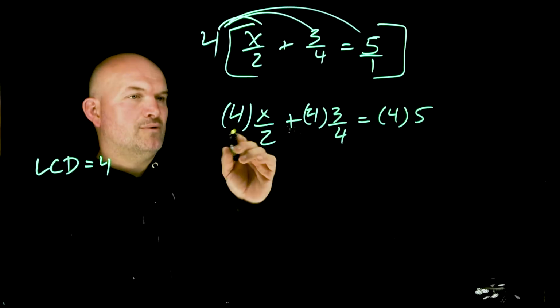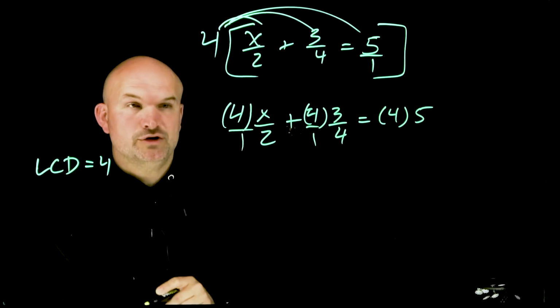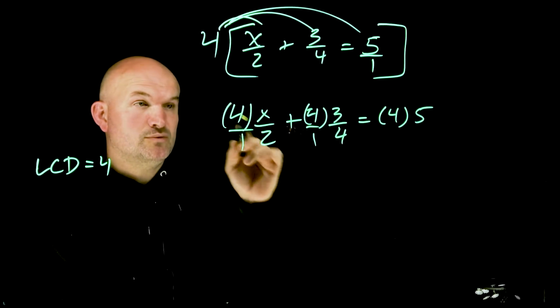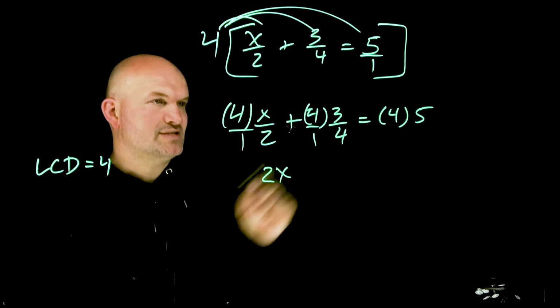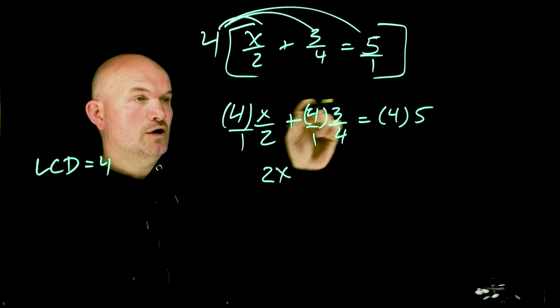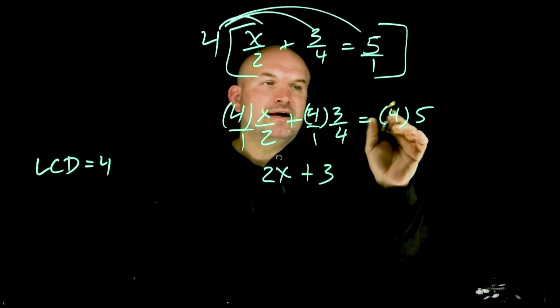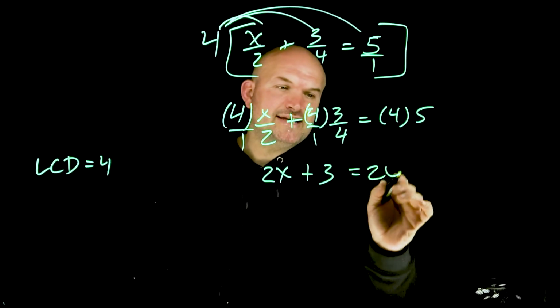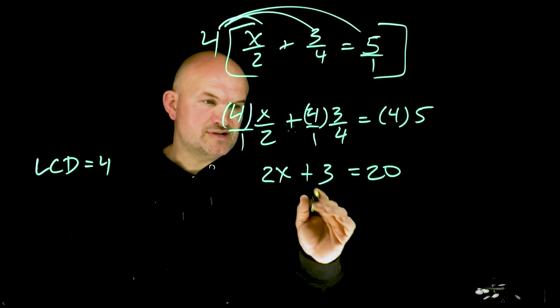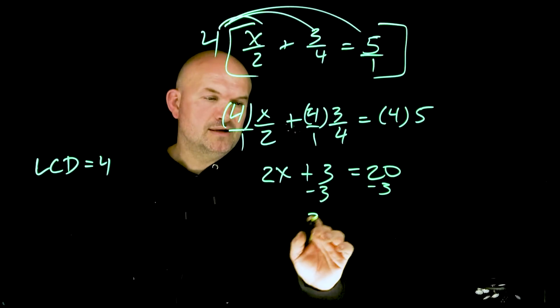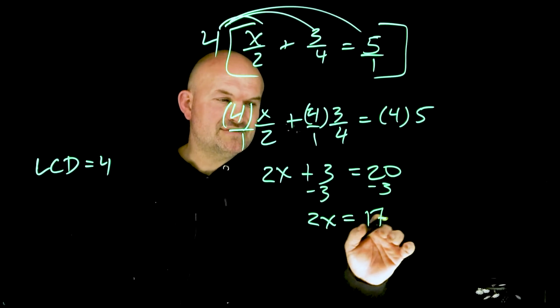Okay, so now what you can see is I have this 4 that's in the numerator. 4 divided by 2 is 2. 2 times x is going to be 2x. 4 divided by 4 is 1. 1 times 3 is going to be 3, and 4 times 5 is going to equal 20. So now we have a two-step equation. We can go ahead and subtract 3. I get 2x is equal to 17.